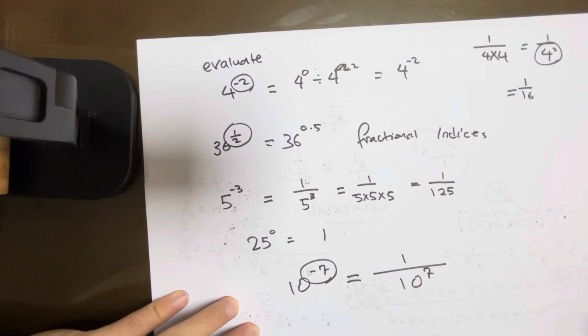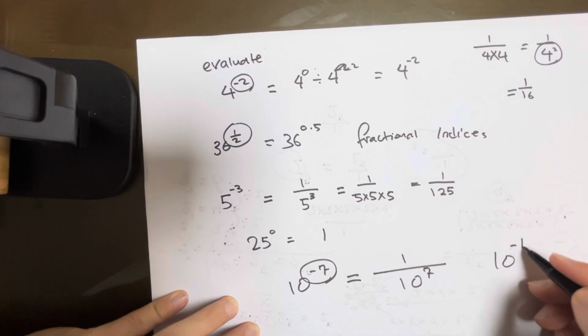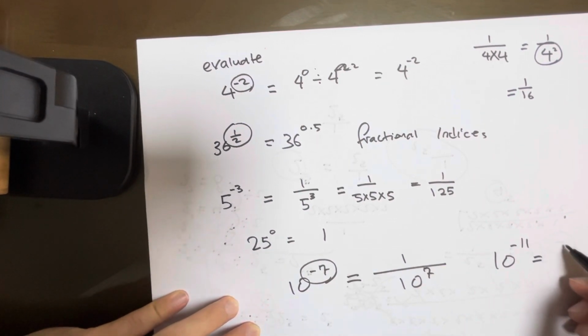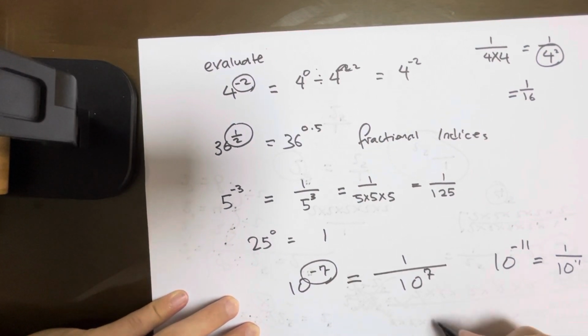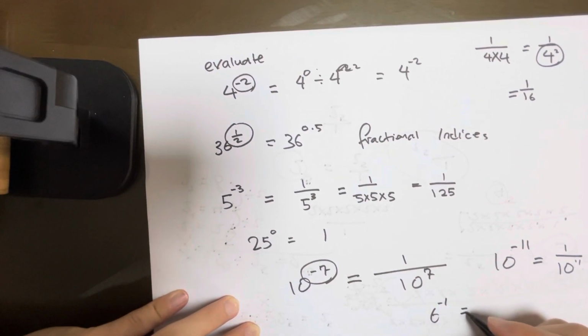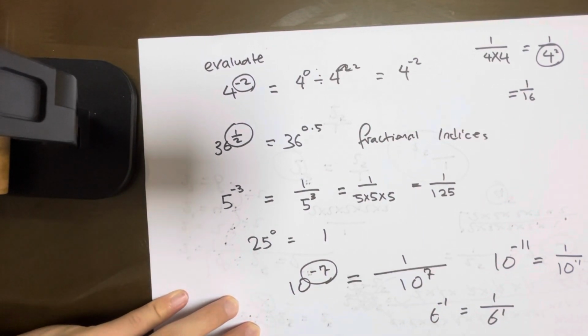That's it. 10 to the power of negative 11. Put a 1 on top, divide it, 10 below, and flip the sign. 6 to the power of negative 1. 1 on top, below, 6, and flip the sign. That's all you have to do. Negative indices.